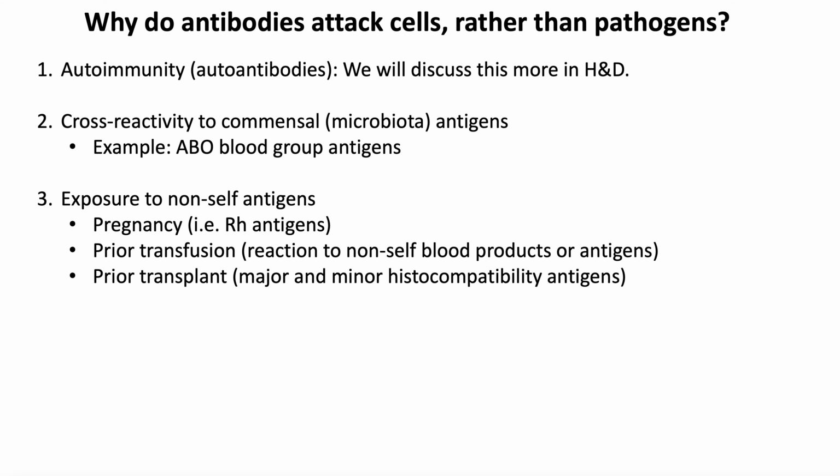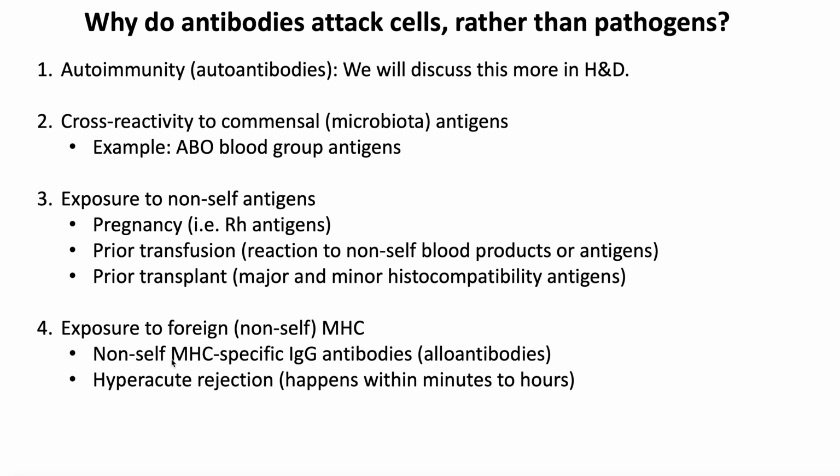Many times antibodies that induce transfusion reactions are induced through exposure to non-self antigens. This can happen during pregnancy, for example, Rh antigens. It can happen during a prior transfusion, for example, a reaction to non-self blood products. It can happen from a prior transplant, and you can induce antibody responses to both major and minor histocompatibility antigens. These antibodies that are specific for non-self MHC molecules, often we call them alloantibodies because they are induced during an allogeneic response. And they can induce a form of hyperacute rejection, which is a rapid tissue rejection that occurs within minutes to hours.